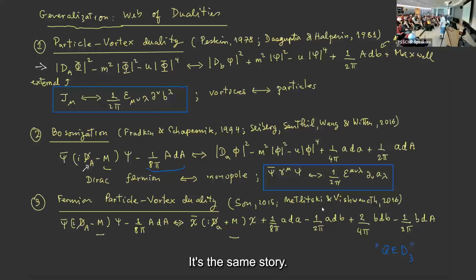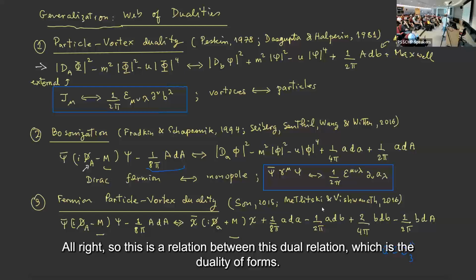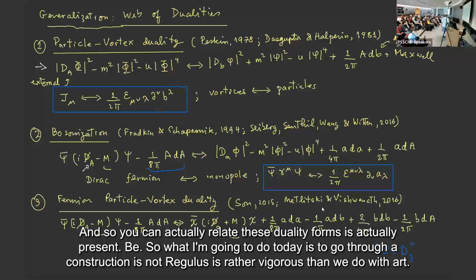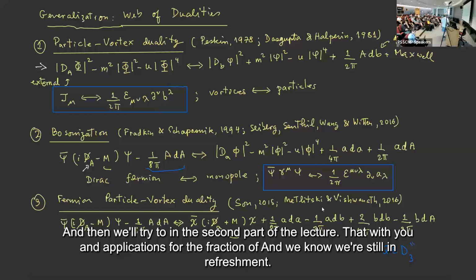All right, so this relation is a duality of forms. In other words, a one form is now dual to this three form. It's still a one form, the vector field that enters here. So this duality of forms is present in all of these examples. What I'm going to do today is go through a construction, not rigorous, or rather rigorous, that we did with Hart. And in the second part of the lecture, I will give some applications to the fractional Hall effect that we could understand using this technology.